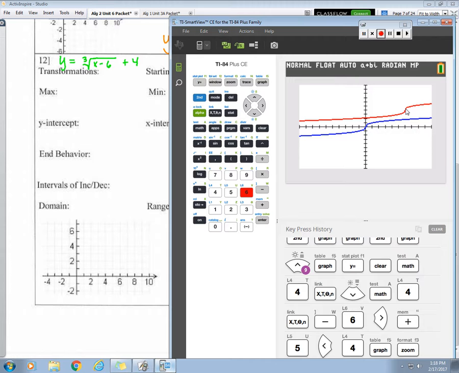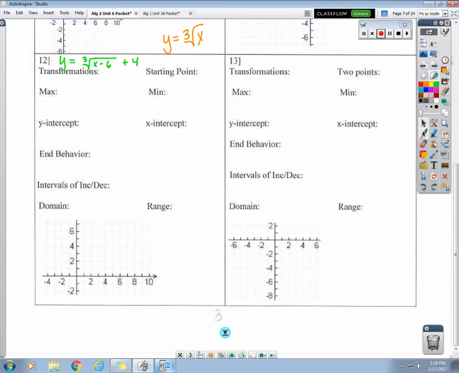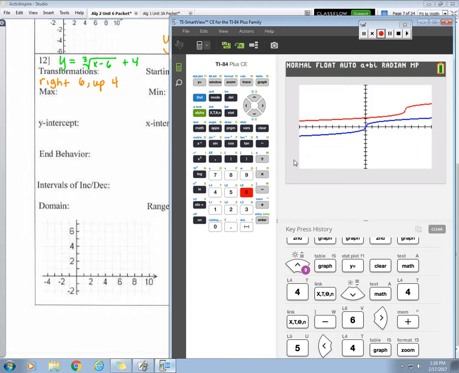The right 6 was caused by this x minus 6 up underneath. And the up 4 was caused by this plus 4. And isn't that the only thing that happened to it? It just shifted right and up. So those are the two transformations you'll write. You'll put right 6 and up 4.